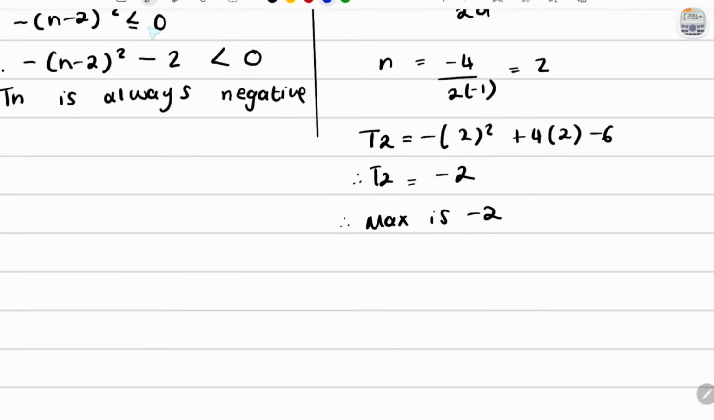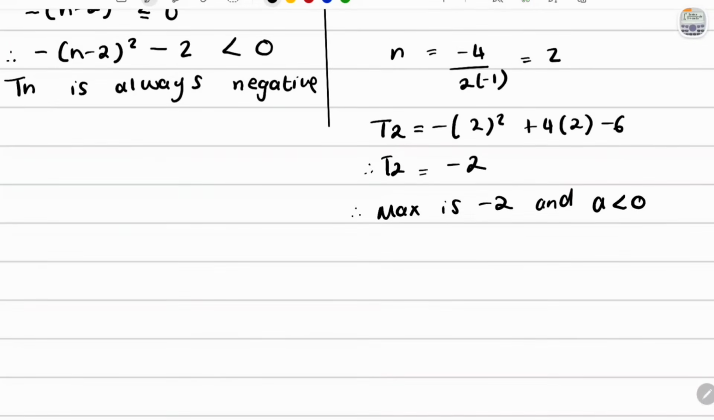In a parabola, of course. So what I would just add to this is, because the maximum is equal to -2, and we know that the a value of our formula is negative, we would know that this will never have a positive value. Rather, the terms will always be negative. And that's how we would actually prove that.